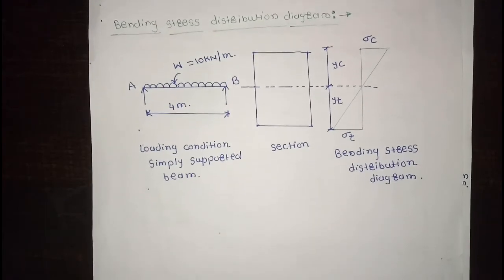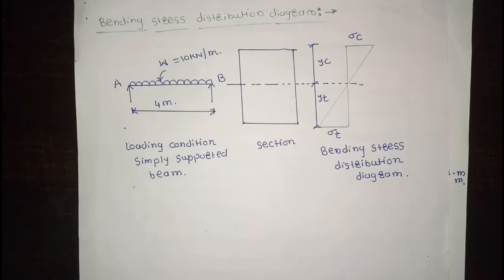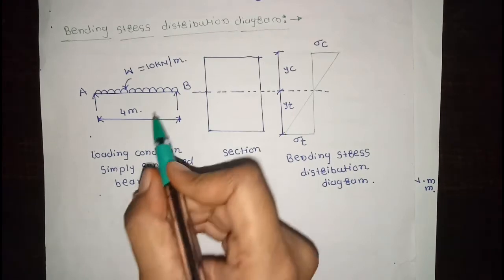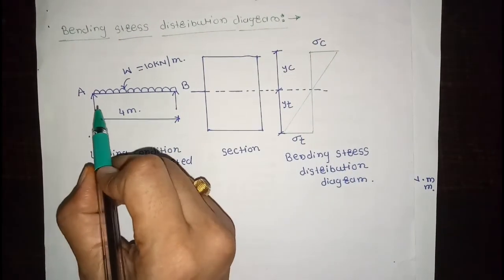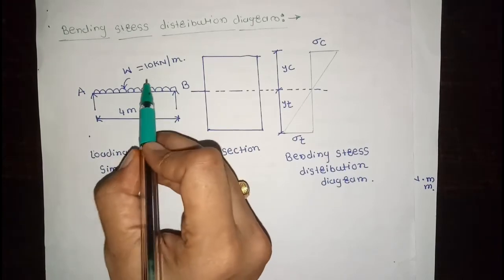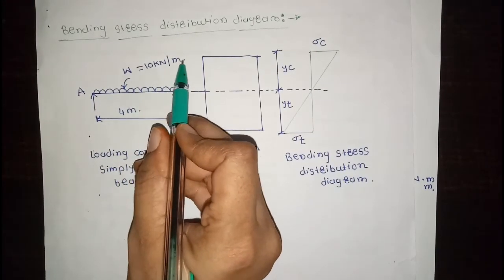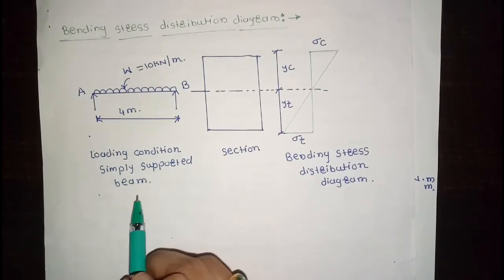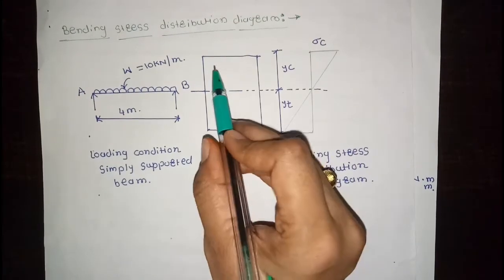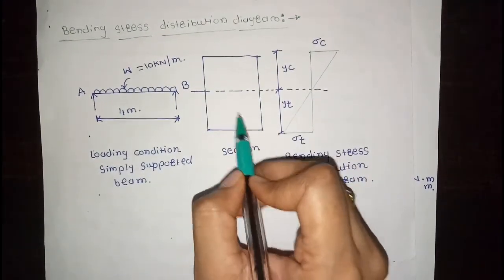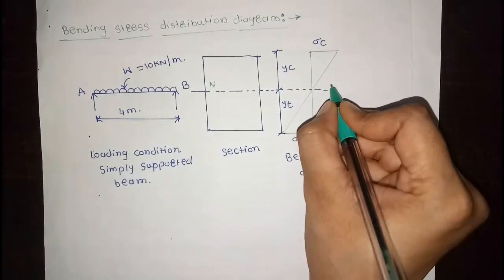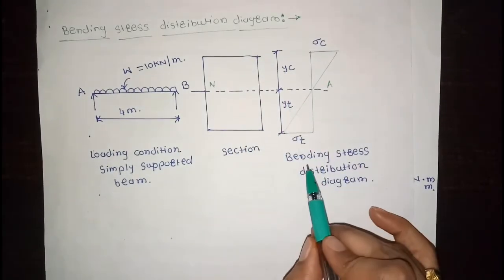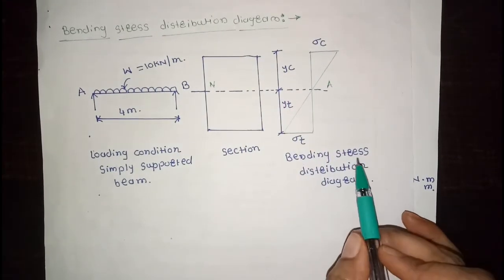So bending stress distribution diagram, see here. Okay, given question, simply supported with UDL of W is equal to 10 kilonewton per meter and L is equal to 4 meter. This is the loading condition of simply supported beam. This is the cross section of beam, means rectangular section. This is the neutral axis. Okay, so for symmetrical section, draw the bending stress distribution diagram.